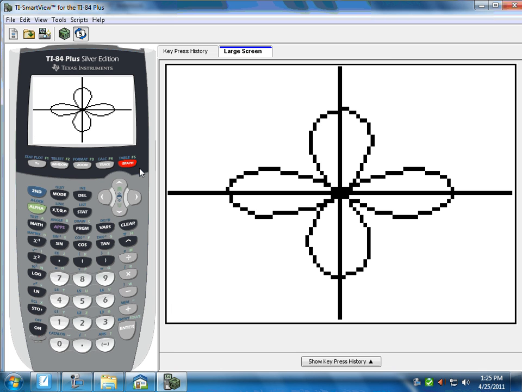And again, this is called the 4-petal rose. They have these weird names. You don't have to memorize them, obviously, but we're going to learn about how to find the area within one petal in just a little bit.